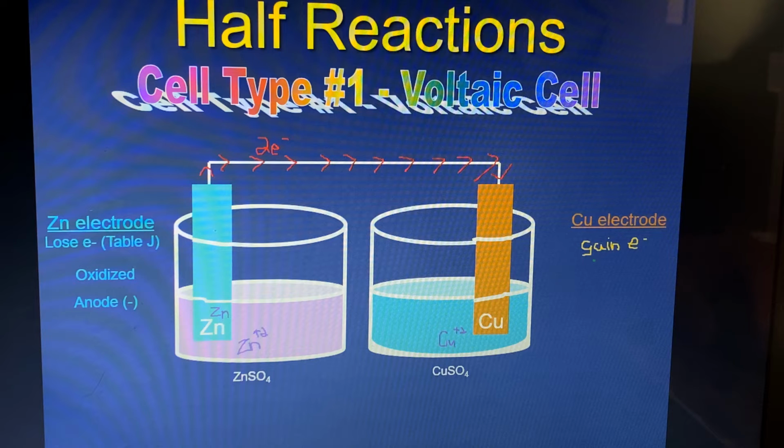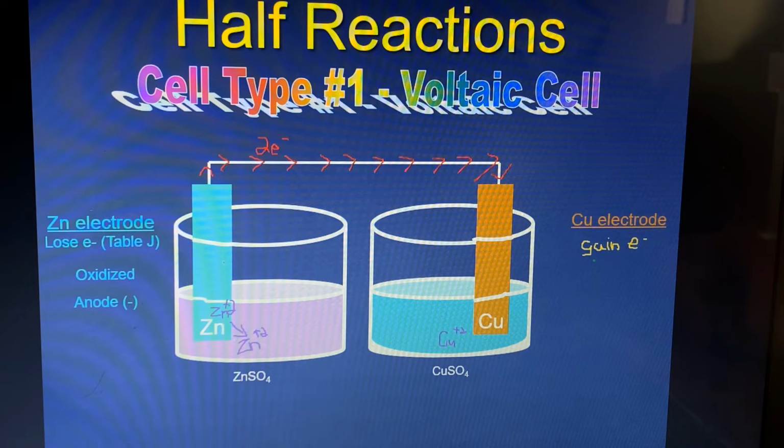That can be anywhere on this piece of metal. I'm just drawing it down here for convenience's sake. Every time it loses 2 electrons through the wire, it's going to create a zinc ion, and the zinc ion is going to get kicked off into solution. So initially you're going to see a rise in the number of zinc ions, or more importantly, a rise in the positive charge in this solution.